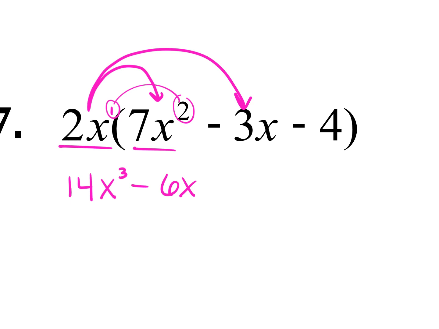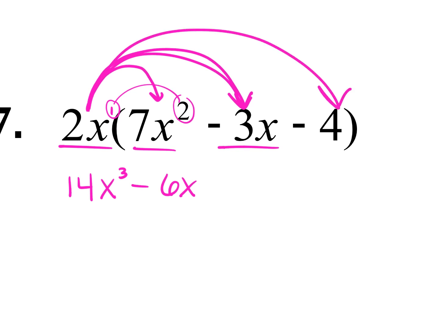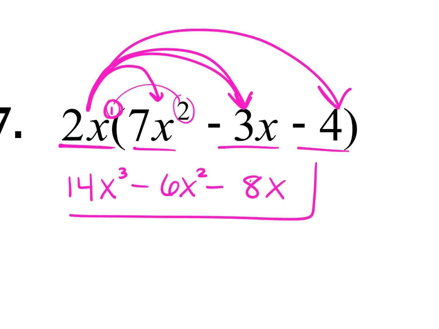Okay, so 2x times a negative 3x, that's a negative 6x. Sorry, this is squared. Sorry, I got distracted. Negative 6x squared, right? Because it's an x times an x. And then 2x times a negative 4. So minus 8x. Does that make sense?